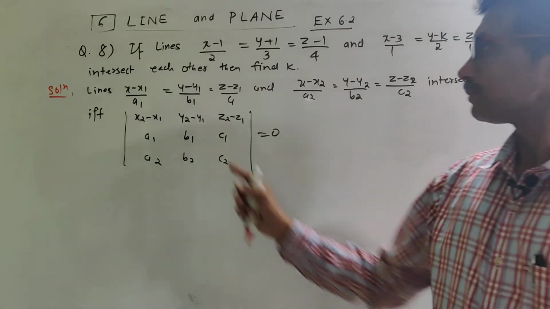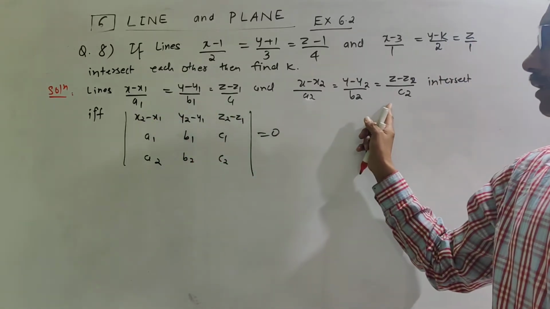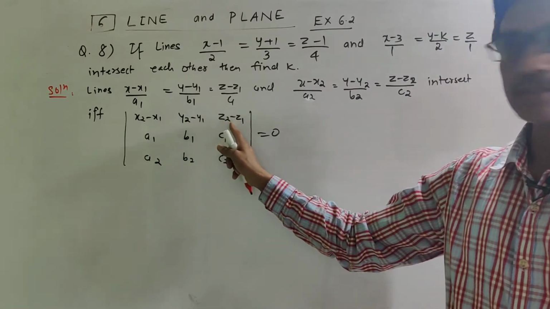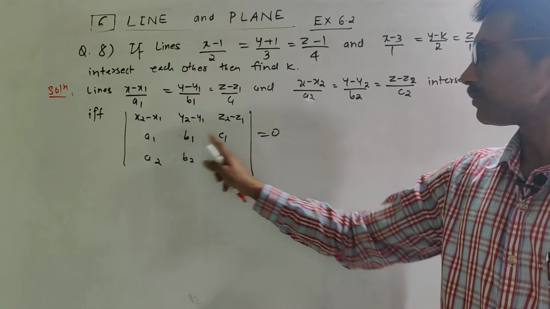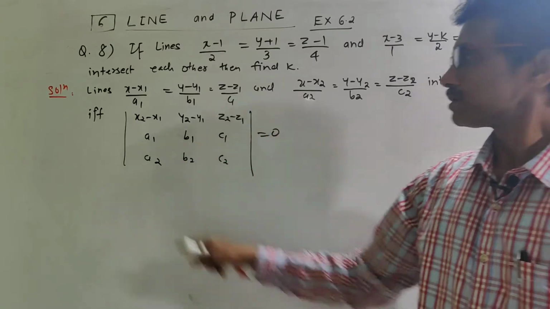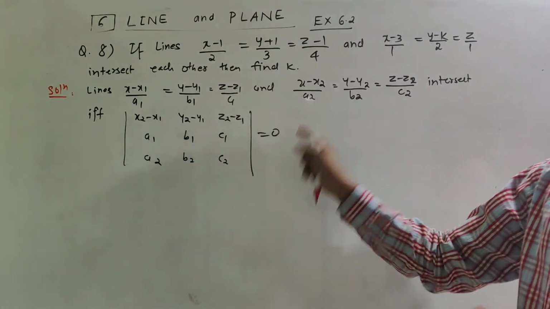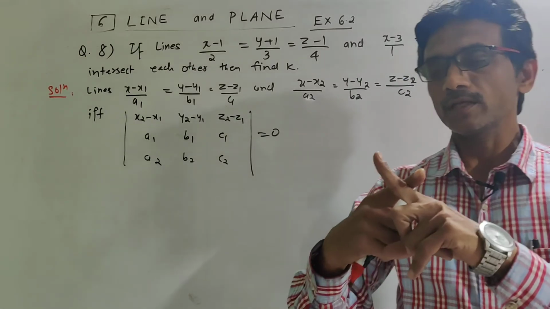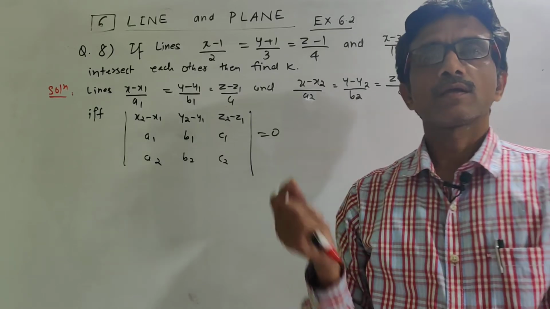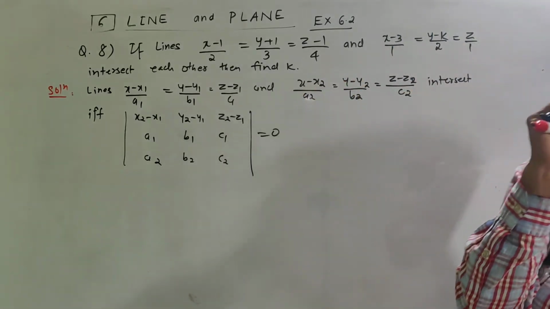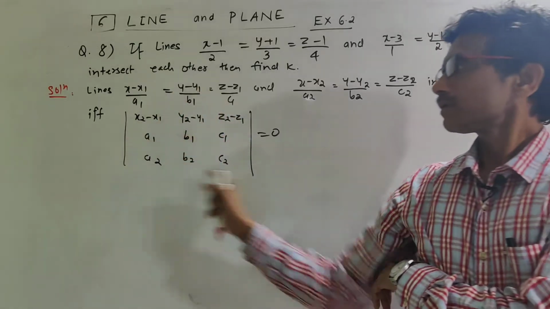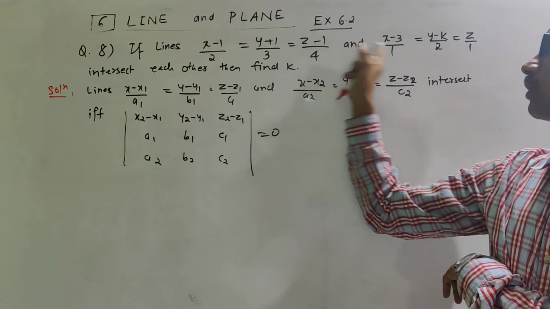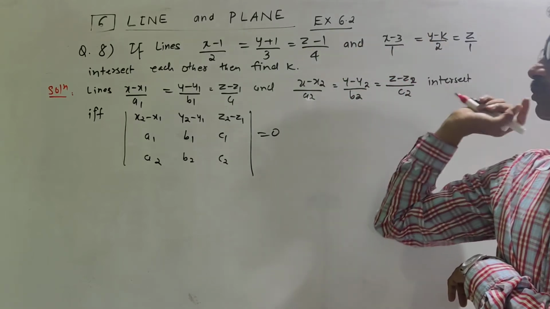So what is the formula? Two lines intersect each other if and only if the determinant with rows x2 minus x1, y2 minus y1, z2 minus z1; a1, b1, c1; a2, b2, c2 is equal to 0. This is derived from the shortest distance between lines. अगर दो लाइन intersect हो रही तो shortest distance between them will clearly be equal to 0. So from this we have derived this formula. So we are using this formula to get the value of k. Here the unknown value k is to be found out.